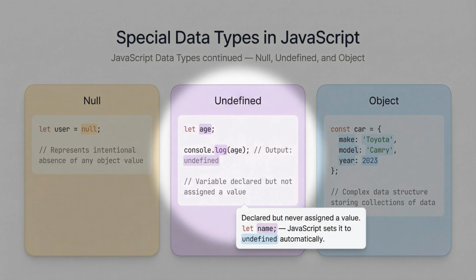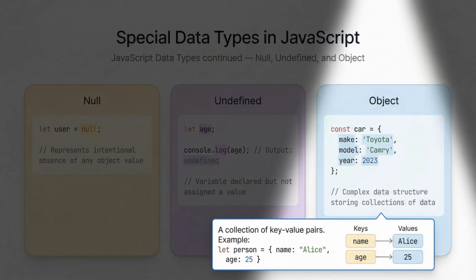That's undefined. Object is the most powerful of the three. An object lets you group multiple pieces of related data together using key value pairs. For example, a person object might have a name, an age, and an email, all bundled into one variable. Objects are the backbone of how JavaScript organizes complex, real-world data, and you'll use them constantly.